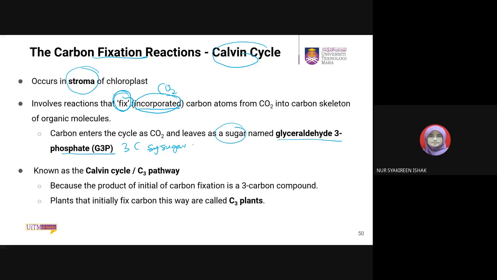Okay, so also known as C3 pathway because the product of initial carbon fixation is a 3-carbon compound. Okay, so plant that initially fix carbon this way are called as C3 plant. Okay, so that's why kita panggil dia sebagai C3 pathway. The first product of carbon fixation is a 3-carbon compound. Nama dia adalah 3-phosphoglycerate. Okay, 3-phosphoglycerate ataupun phosphoglycerate ataupun PGA.